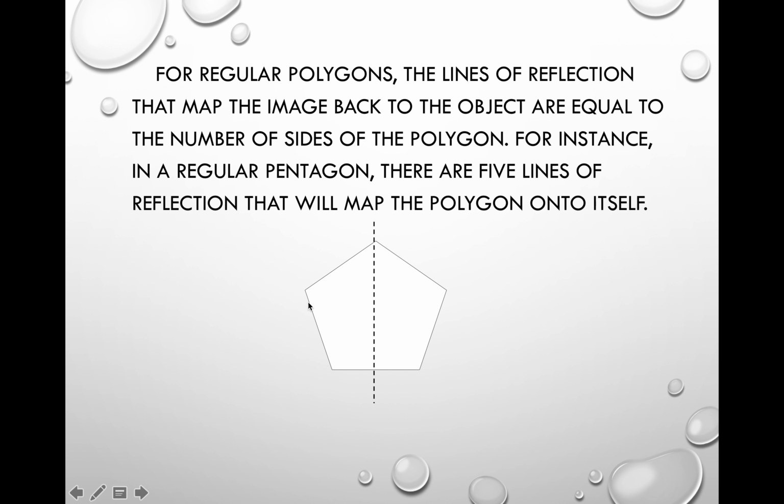So if I fold it here, both of these 2 sides are the same. If I fold it down here, this side here and this side here would be the same. If I fold it here, this side on the top and this side on the bottom would be the same. This side would be the same and this side would be the same. These 2 halves would be the same.